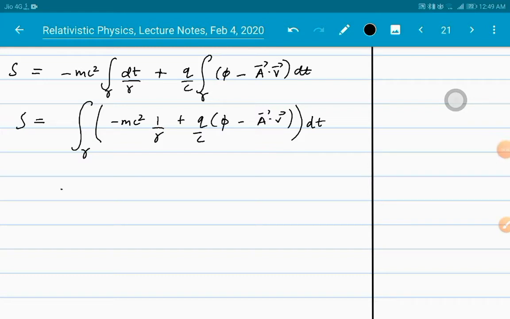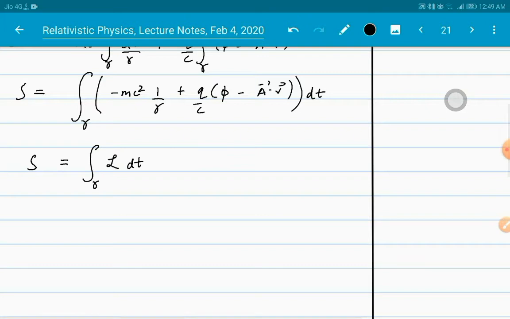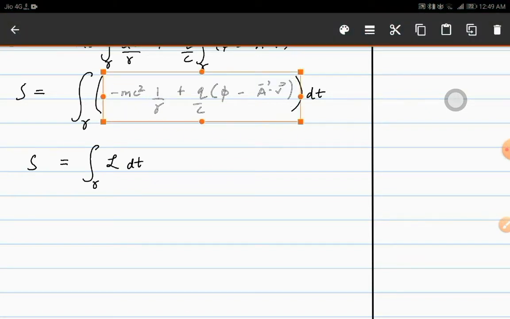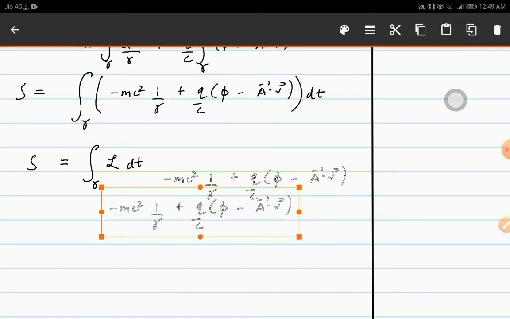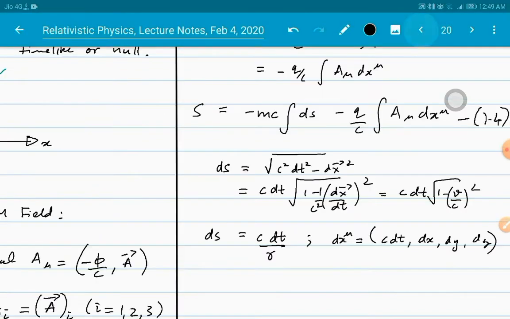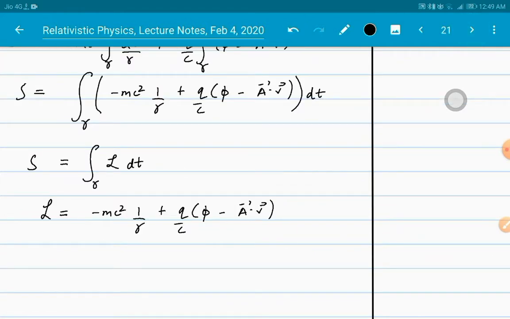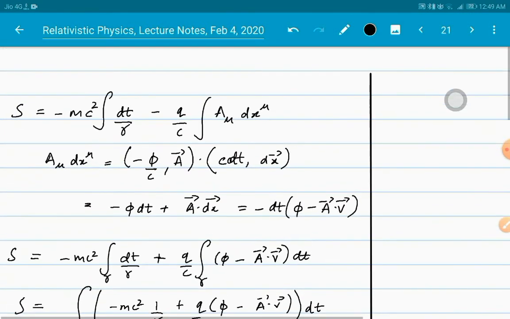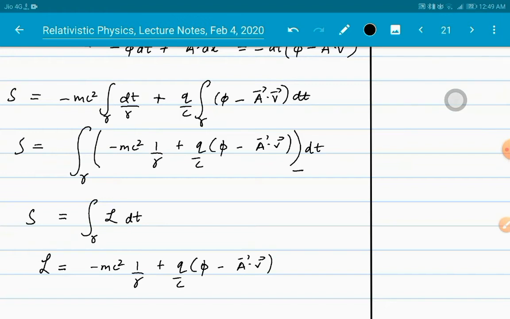The benefit of writing the action in this manner is that we can now identify the term within the brackets as the Lagrangian of the system. So the Lagrangian is given by this term, and so let us number these equations again. So 1.5, 1.6.